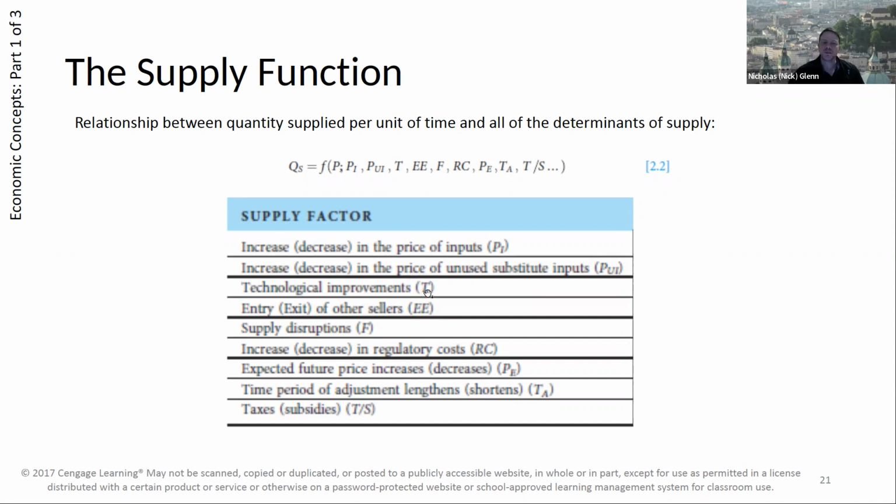Technological improvements, of course, are a big thing, because as technology improves for producing whatever good you're looking at, you're going to be able to produce more of them from the same amount of inputs. And so it's going to make you more productive, and you can produce goods cheaper. That's going to increase profits and you'll increase the supply of it.